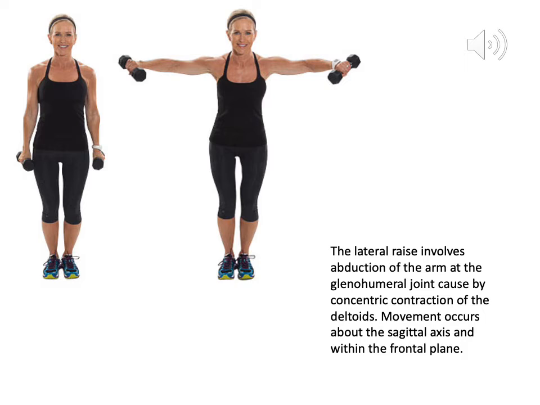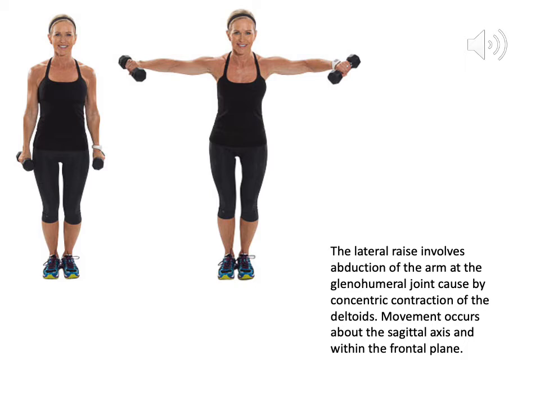In this example, we see a dumbbell lateral raise being performed. So this involves abduction of the arm occurring at the glenohumeral joint within the shoulder due to an isotonic concentric contraction of the deltoids. Now, this movement is occurring about the sagittal axis and within the frontal plane. It would be followed by adduction as the arms return back to the sides of the body about the same axis and within the same plane.